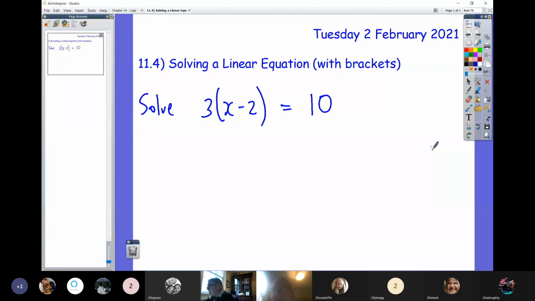What we're going to be doing today is really combining two skills that we already have. Yesterday we did expanding a bracket, multiplying out a bracket, which if you remember was us getting rid of the brackets. So that will be step one today, and that will then enable us to solve an equation, which is a skill we've practiced in the past.